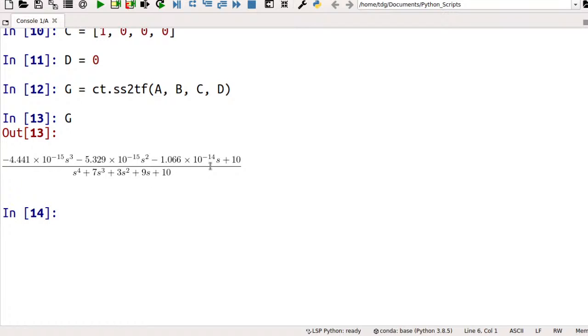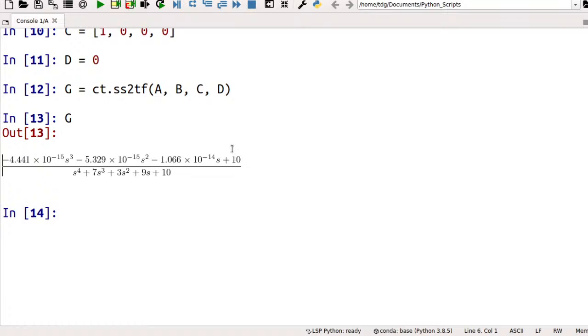Now, when you look at the numerator, look very carefully, you have these very small terms here, 10 to the power minus 15 s cube. So this term can be ignored. Then we have 10 to the power minus 15 s square. That term can also be ignored because these are very small terms. These are there for round off errors because of the numerical methods this system is applying. And then we have 10 to the power minus 14 s. That can also be ignored. The only term that has any significant value here is this 10.